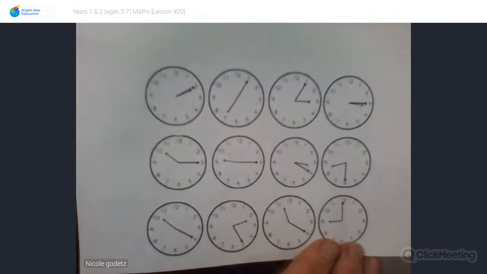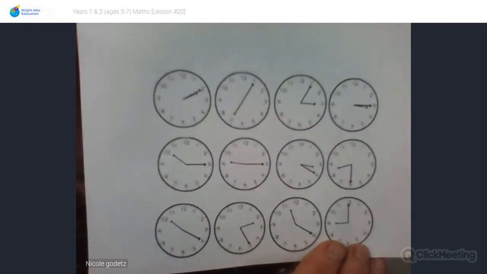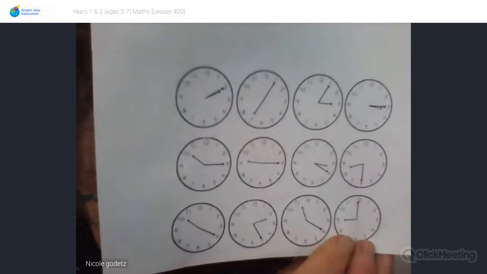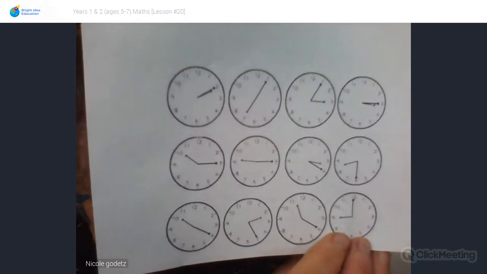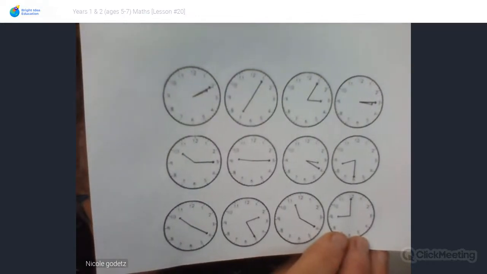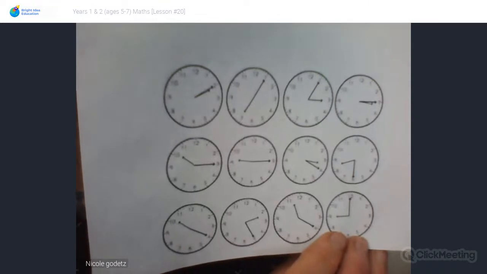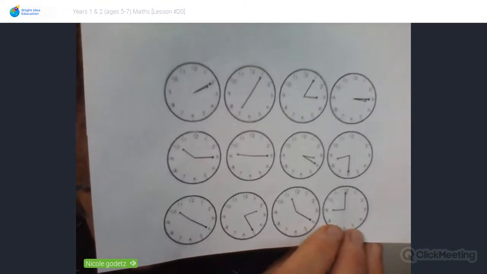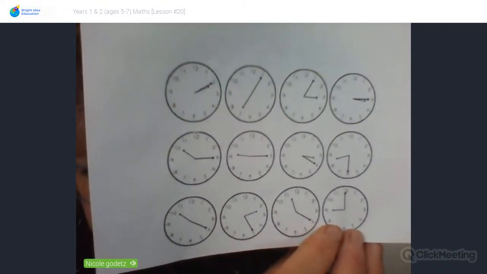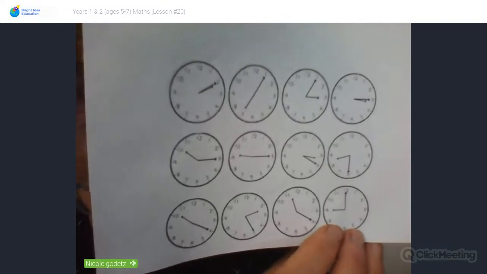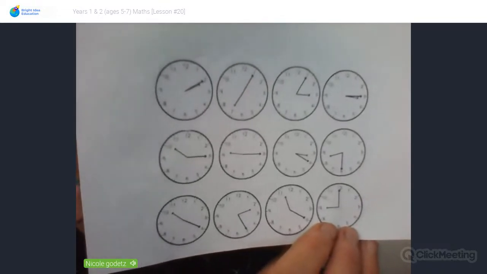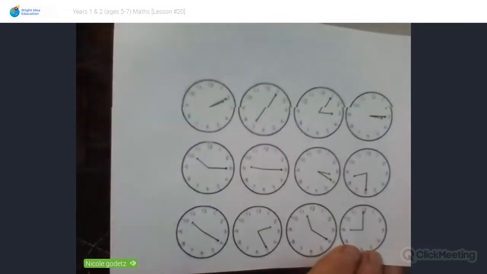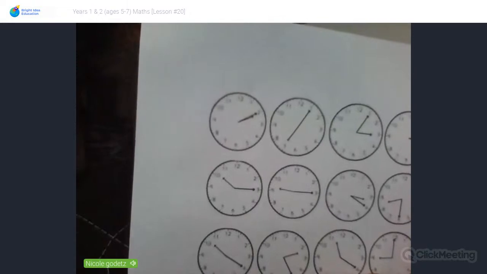Have you chosen your 3 times? You still can't see those clocks? I think you should be able to see those clocks now because they are very, very clear. There we are. Tell me when you've written your 3 times down.